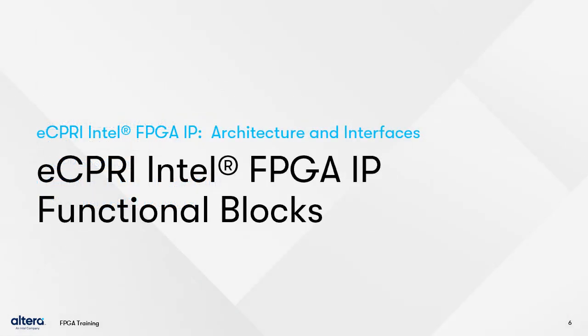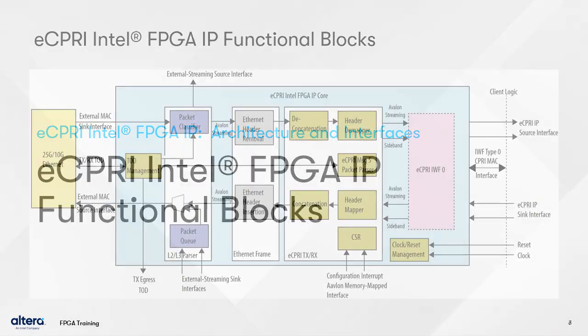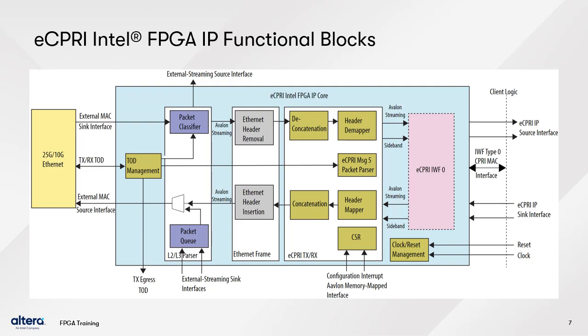So we start with a look at the eCPRI IP functional blocks. This diagram displays the main functional blocks found in the eCPRI IP. Let's take a deeper look at these blocks. Starting from the FPGA fabric side, highlighted in the dotted box now, is the eCPRI IWF Type 0 block. Like we learned in the Getting Started training, it is there to bridge between the eCPRI protocol and the eCPRI IP logic behind it.